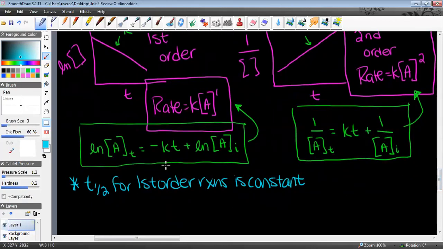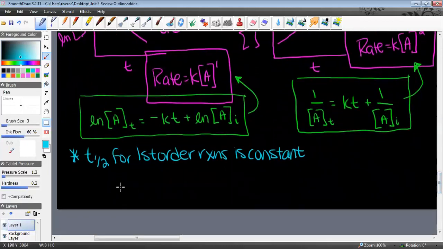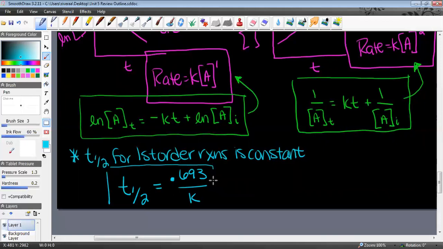Like nuclear decay reactions, their half-lives are constant, and they're the only ones that are constant. So the t1/2 for a first order reaction is 0.693 over k. This is the half-life equation only for first order. We could write out the half-lives for the other ones, but they're not important. This is the fact that they just sort of love to harp on for some reason.